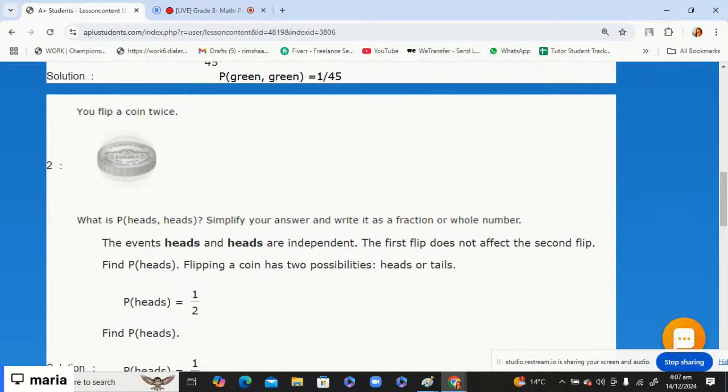You flip a coin twice. There are two possibilities for the coin. One possibility is occurring the heads and one possibility is occurring the tails.